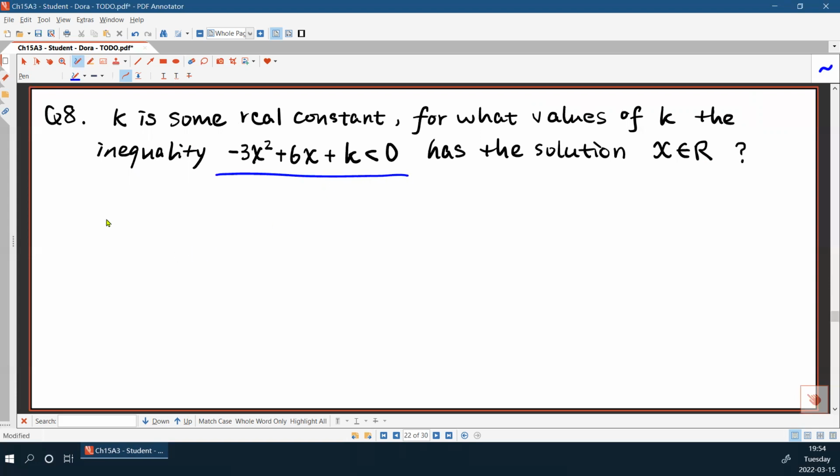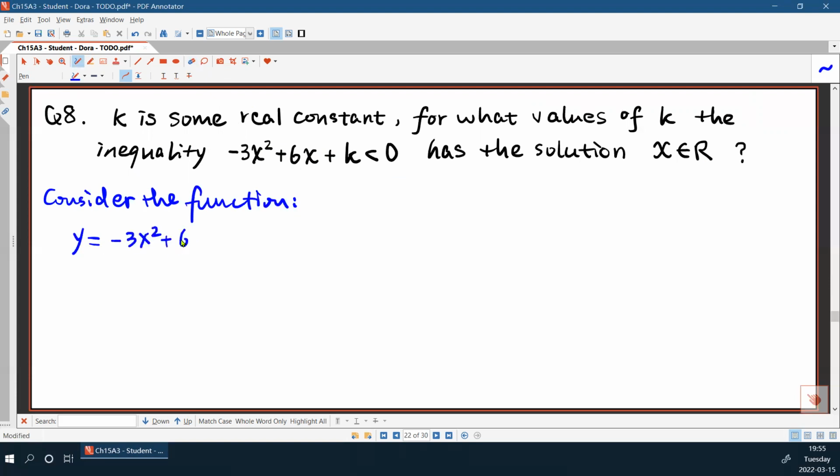Okay, so first of all, let's consider the corresponding functions. The left side is apparently a quadratic function, right? So let's consider this function. Consider the quadratic function on the left: y equals -3x squared plus 6x plus k, right? Okay, so the leading coefficient is a negative number, right? A negative number means it opens down, right?